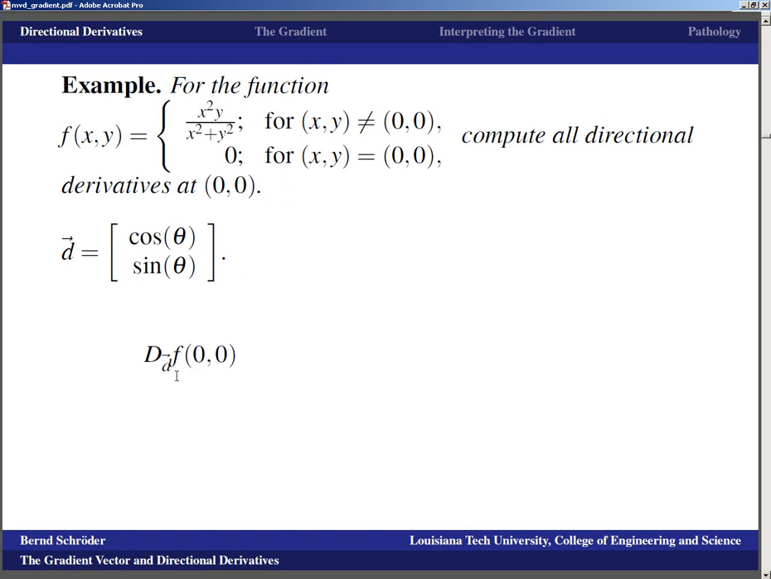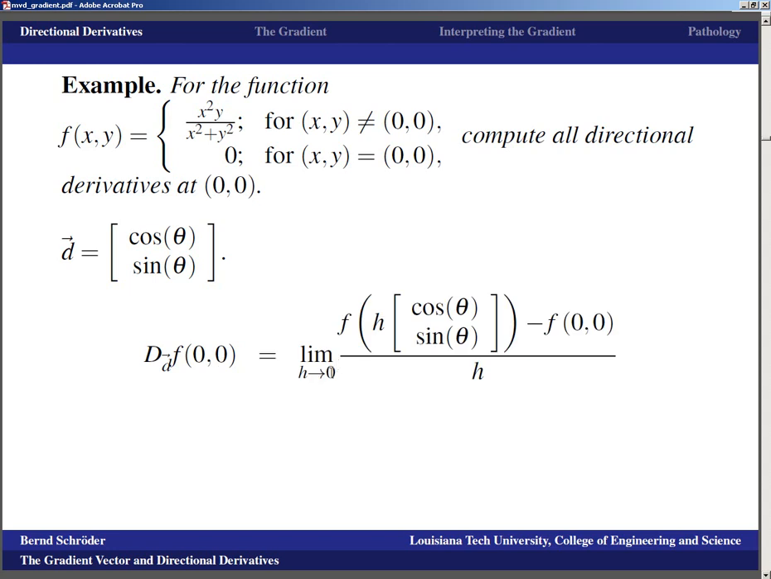Okay, so now the directional derivative of f at the origin would be, well, it's the limit as h goes to 0 of the function at the origin, which is (0, 0), so that doesn't occur, plus h times the direction, so (h cosine theta, h sine theta), minus the value of the function at the origin, divided by h. Okay, f of (0, 0) is 0, so that goes away. And so we just need f of (h cosine theta, h sine theta). So x is h cosine theta and y is h sine theta.